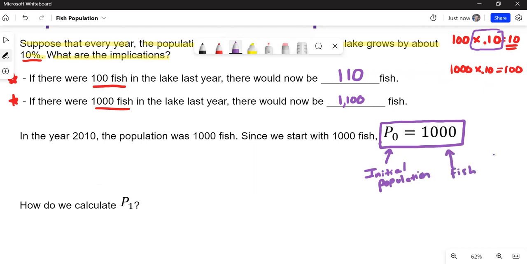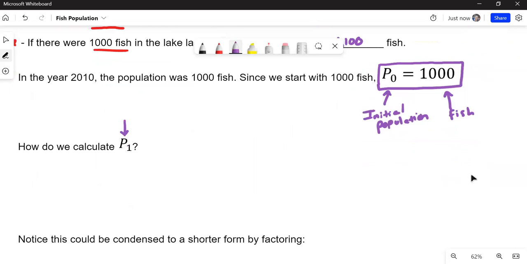Okay? How do we calculate P sub 1? Well, I kind of showed it from above. And we're going to talk about two main ways to do this. But in general, let's talk about what we did with a calculation. So we started off with a population of 1,000, right? But then we added in the extra 10%, and the calculation I showed you above was that you take the 1,000 fish and you multiply it by the decimal 0.10, right? And that's the total.